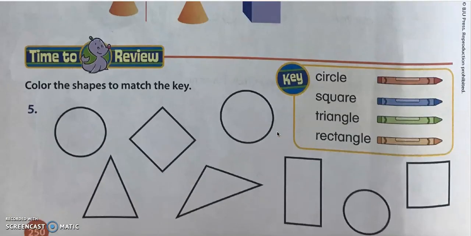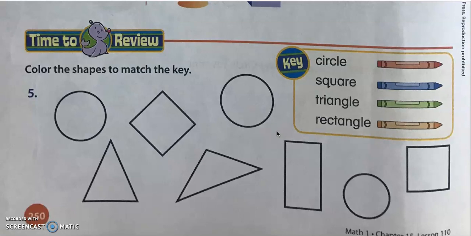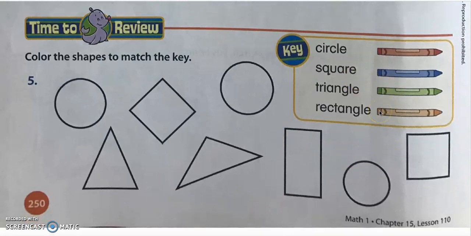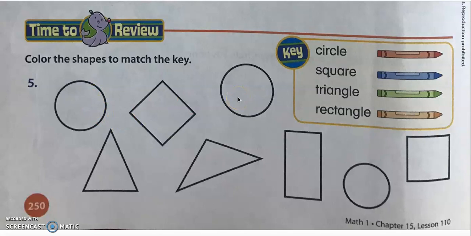And number 5 is for you guys to review non-3D shapes question. So 2D shapes. So color the shapes to match the key. You guys have keys over here. And if it's a circle, go ahead and color with red crayon. If it's a square, blue color. If it's a triangle, green, rectangle, orange. Okay, go ahead and color the shapes to match the key. Okay, when you're done with number 5, then it will be all for these 2 pages.